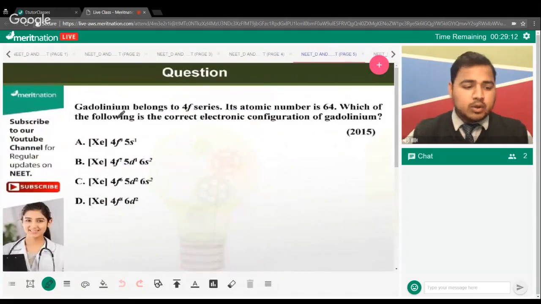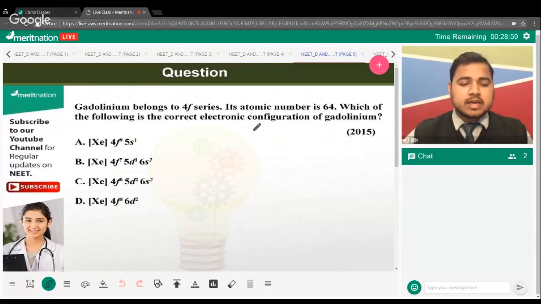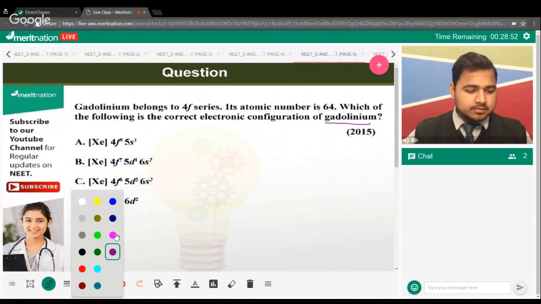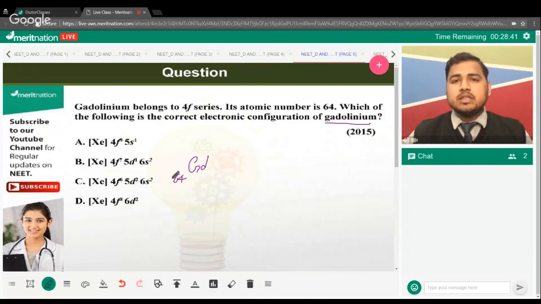Next question: gadolinium belongs to the 4f series. That is also fine, that's very good. Its atomic number is also given to you. So much easy things are given to you. Which of the following is the correct electronic configuration of gadolinium? This question was asked in the 2015 NEET examination. This is the symbol of gadolinium, its atomic number is 64. And students, this is the easiest question in the world.